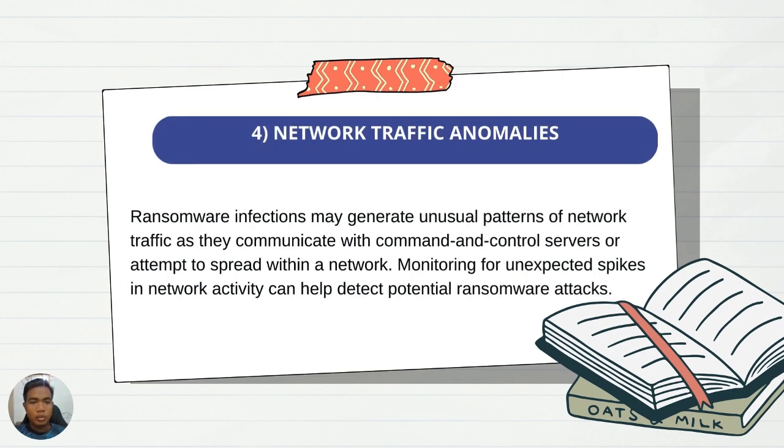Last is network traffic anomalies. Ransomware infections may generate unusual patterns of network traffic as they communicate with command and control servers or attempt to spread within a network. Monitoring for unexpected spikes in network activity can help detect potential ransomware attacks.